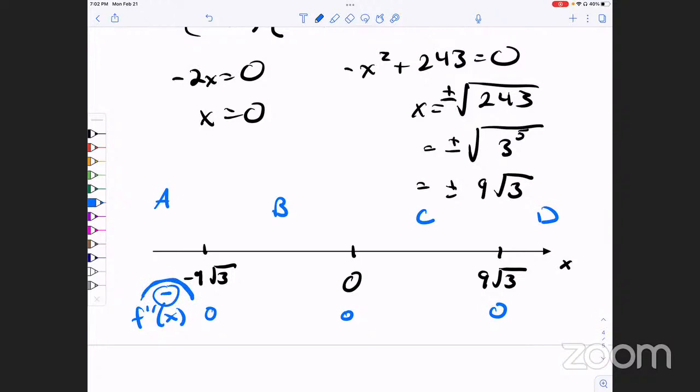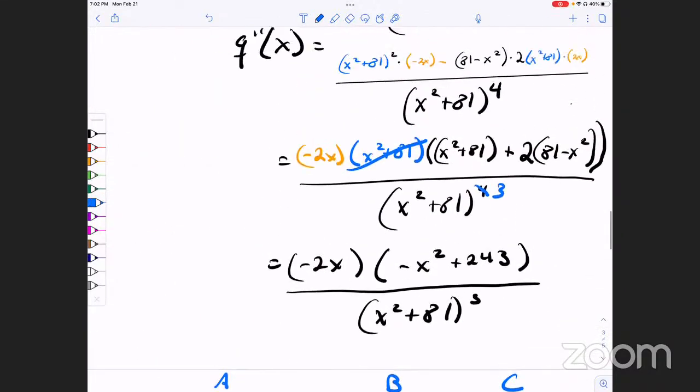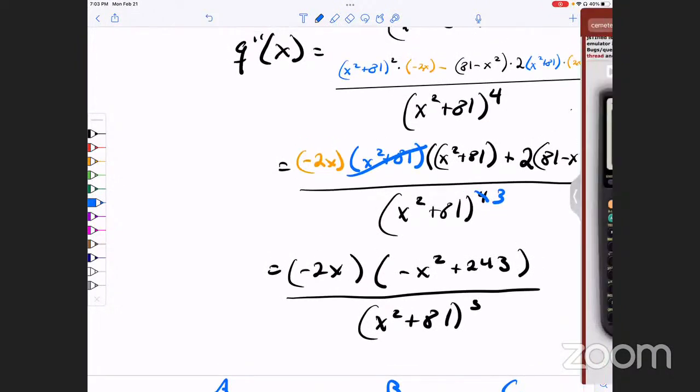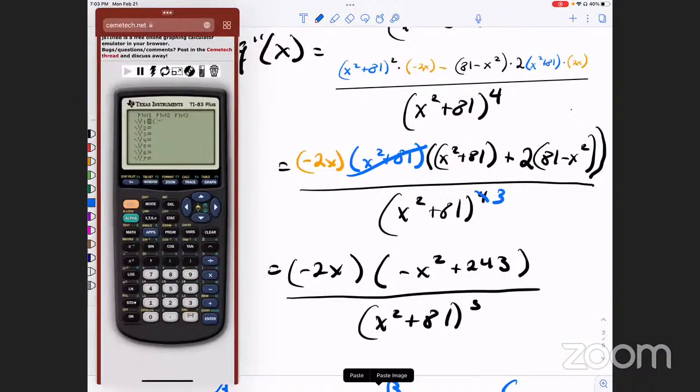Let's keep going. We said that was like negative 15 point something. So let's choose for section B. Let's choose when x is negative 10 into the second derivative. Now, if I had another calculator, I'm pretty sure this one can find the derivatives for us. I'm just going to trust that what we have is correct. So on top, we got negative 2x times negative x squared plus 243, divided by x squared plus 81, cubed to the power of 3. Okay, I think this is okay.